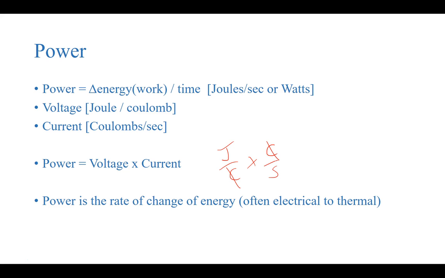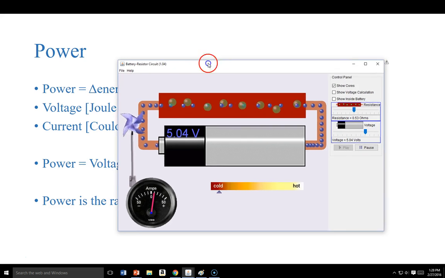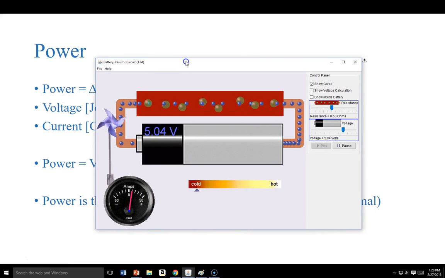So let's go back to the simulation. One of the last things I want you to notice is this down here. It's telling us the temperature of our resistor. And notice these atoms are moving. The atoms in the resistor are moving. And the faster they move, if you recall, the faster atoms move, this is going to be a higher temperature and has more thermal energy. So notice we said power equals current times voltage, or voltage times current.